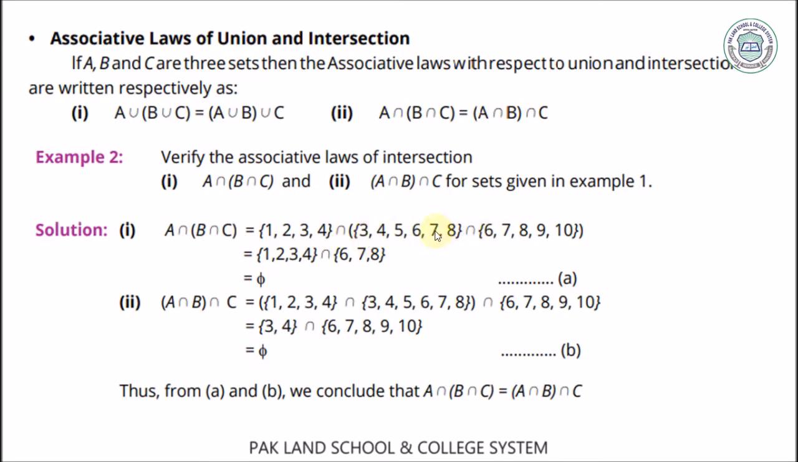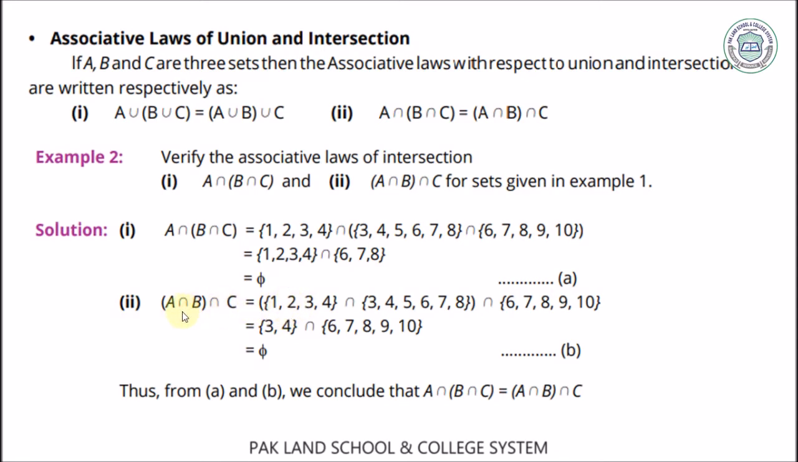First we take the intersection of B and C, and the common elements of B and C are 6, 7, 8. And now take the intersection of set A and the resultant set: 1, 2, 3, 4, which is set A, intersection 6, 7, 8. No one element is common in these two sets, so the empty set will be the answer, and this is called A.